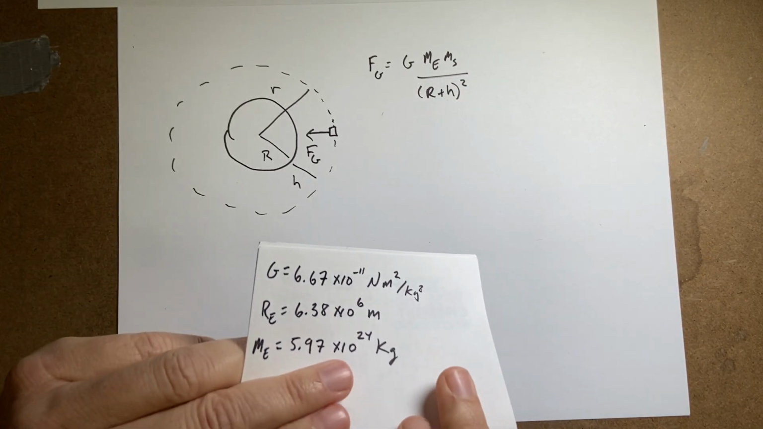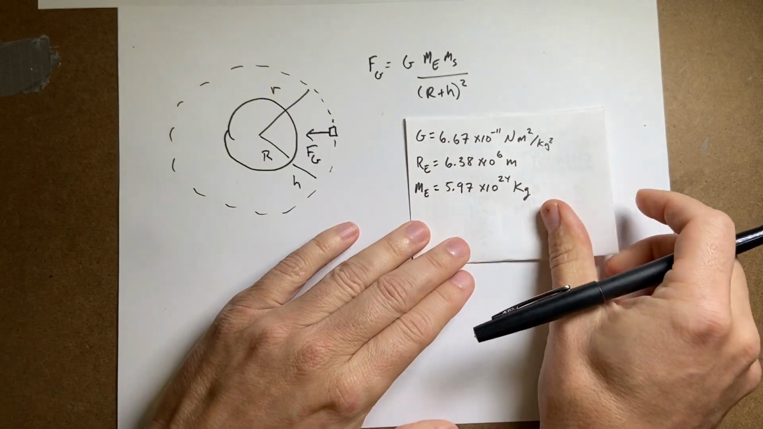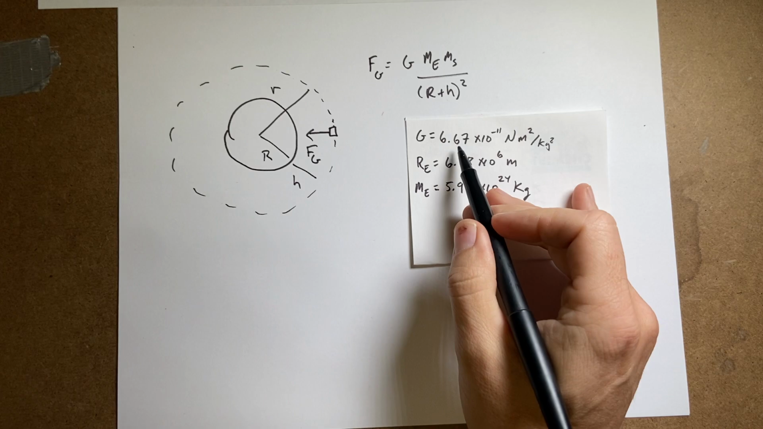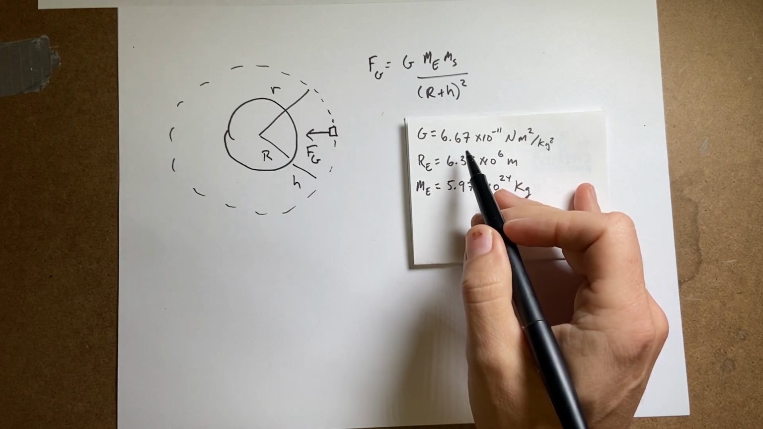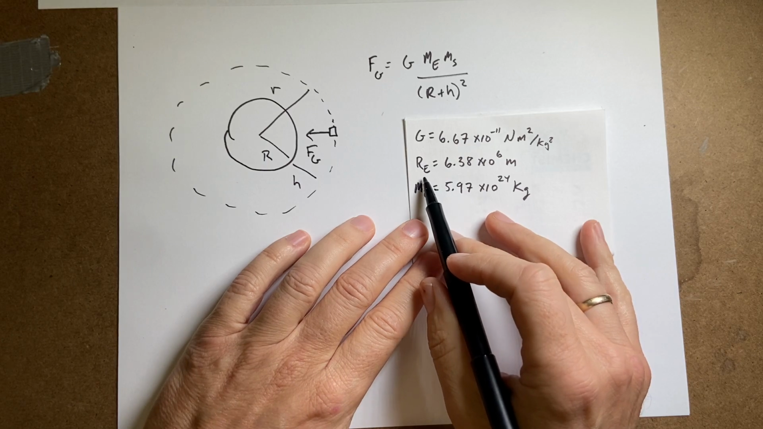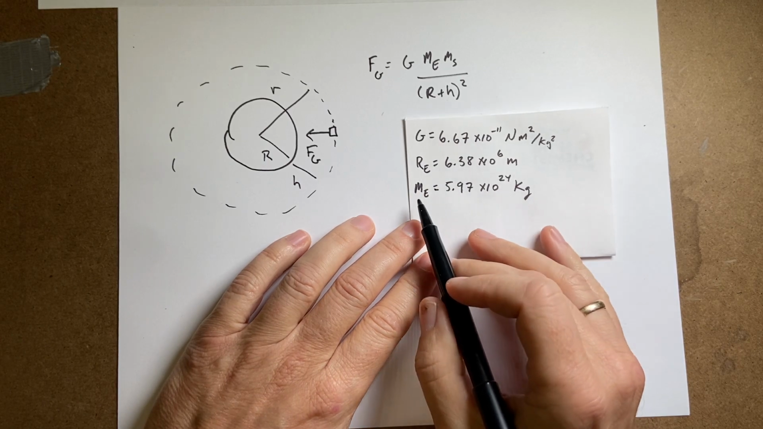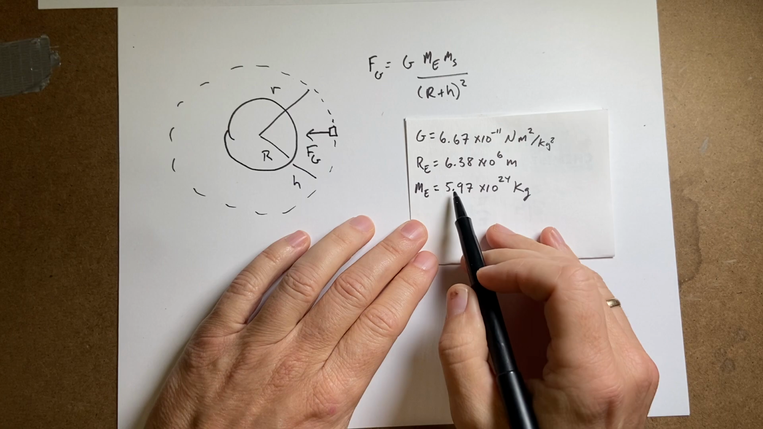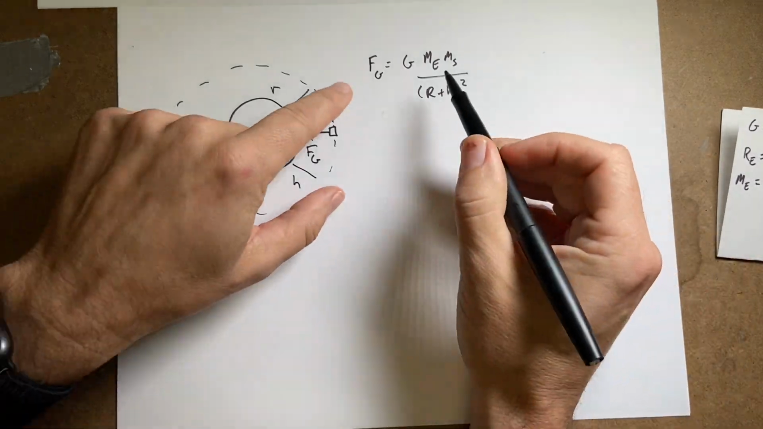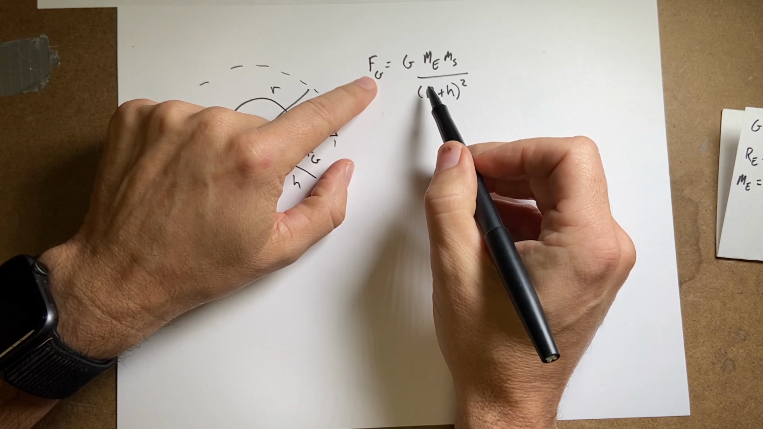Okay, so here I'm going to put my little note card. G is the gravitational constant, 6.67 times 10 to the negative 11th newton meters squared per kilogram squared. Re is the radius of the Earth, and Me is the mass of the Earth. So we can just look these things up. They're just constants. So that's my gravitational force right there.